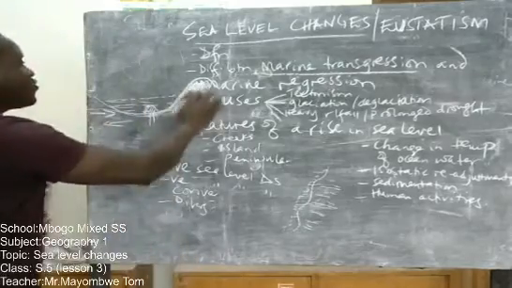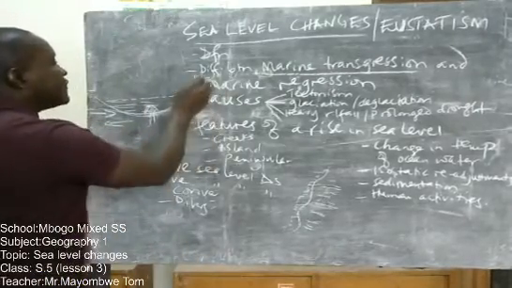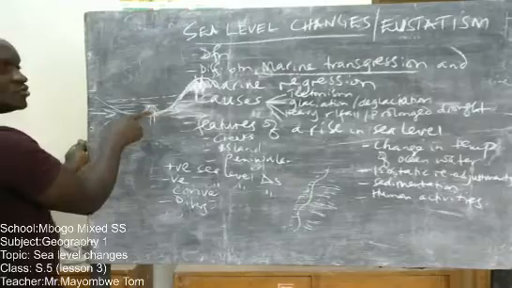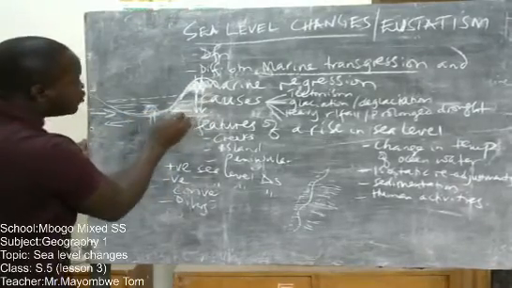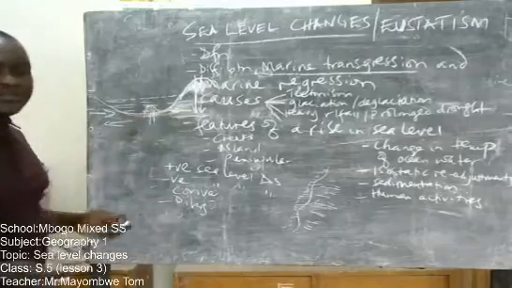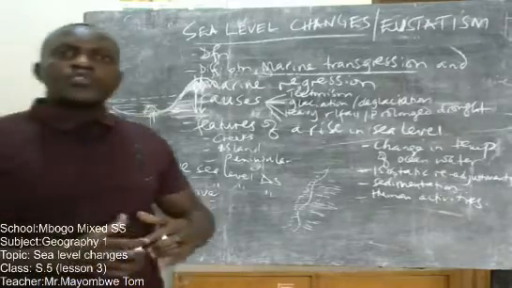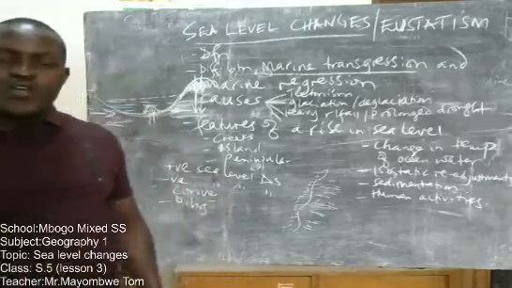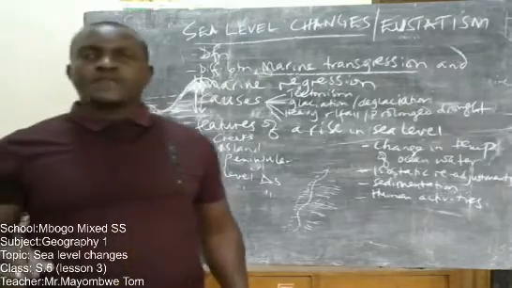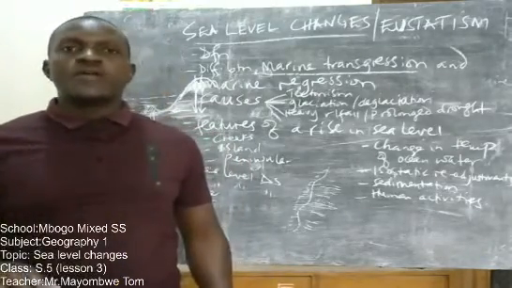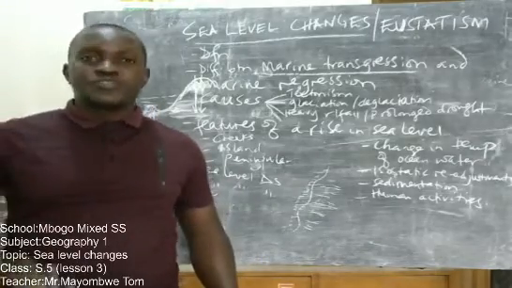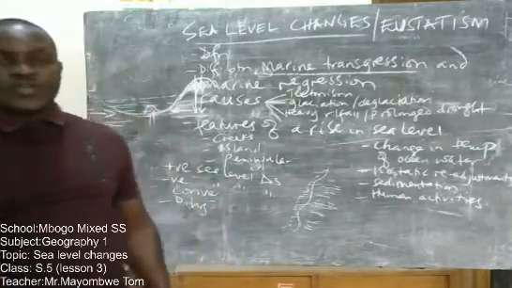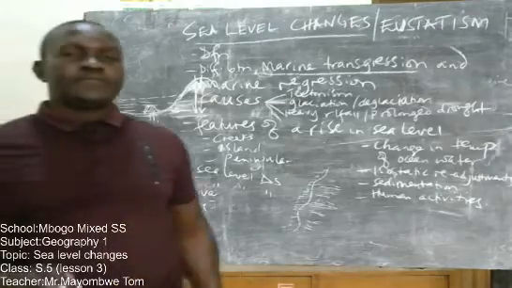However, downwarping of the land, if this land that is near this ocean basin moves downwards, is going to exert a lot of pressure on the ocean basin, making it contract. So downwarping of the land near the ocean makes the seabed contract, which pushes the water upwards, leading to a rise in the sea level.